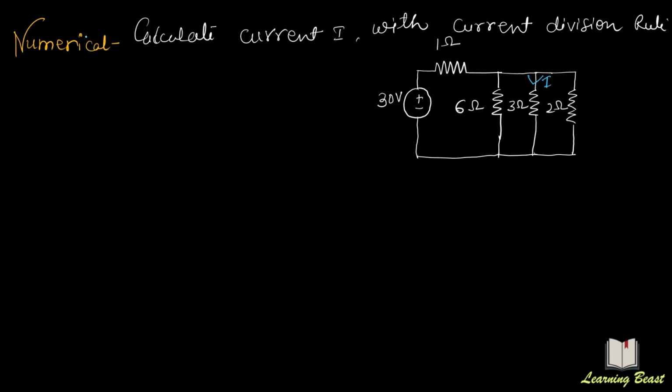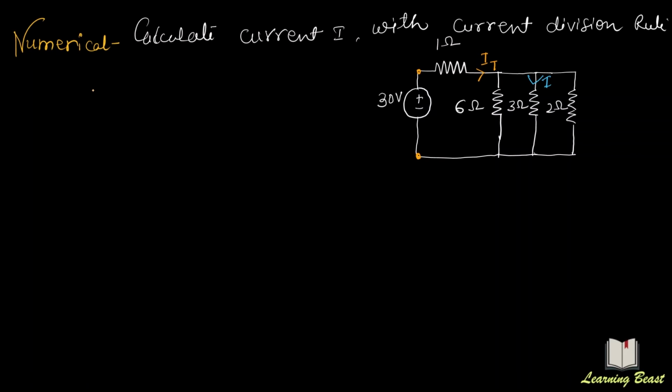Now we will solve this numerical. In this numerical we have to calculate the value of I with the help of current division. So before applying current division rule, I will find the value of current through 1 ohm resistor. Suppose that current is IT or total current. So for calculation of this current, I will calculate the equivalent resistance of the whole circuit for this voltage source, or you can say between this terminal and this terminal.